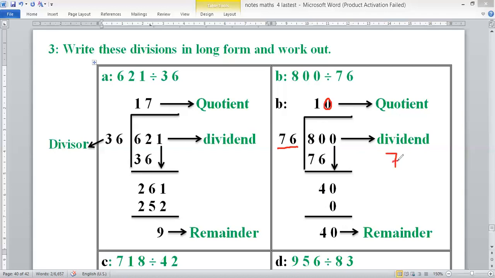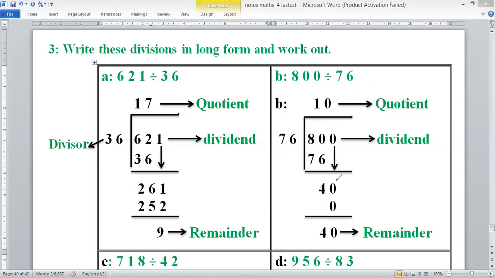76 by 0. When you multiply 76 by 0, you get 0. So 76 zeros are 0. Now subtract 0 from 40, you get 40. In this way, here 0 will come. So this 40 is remainder.